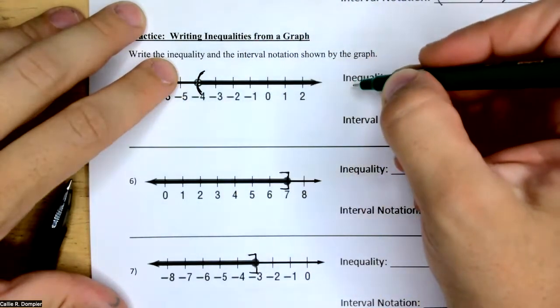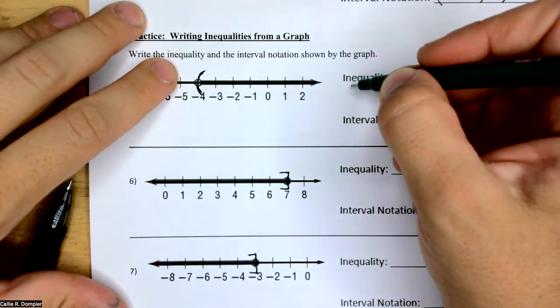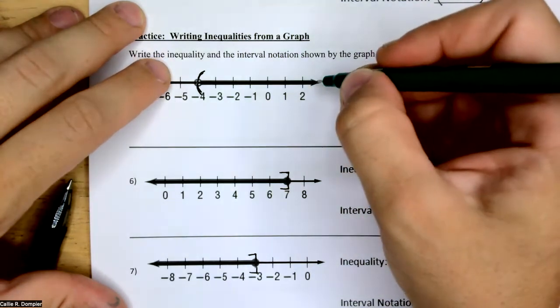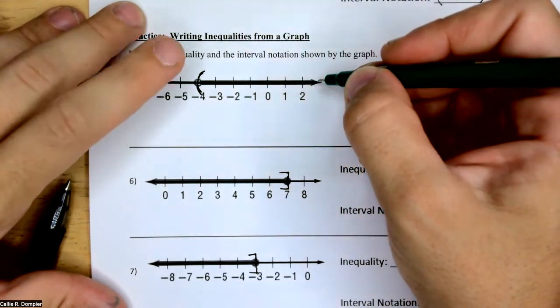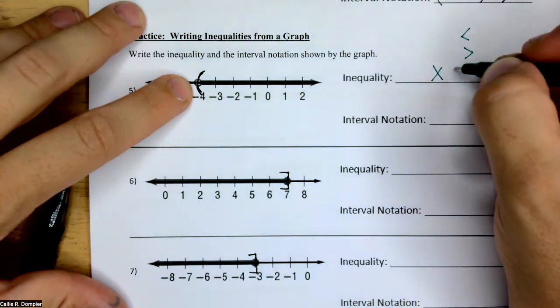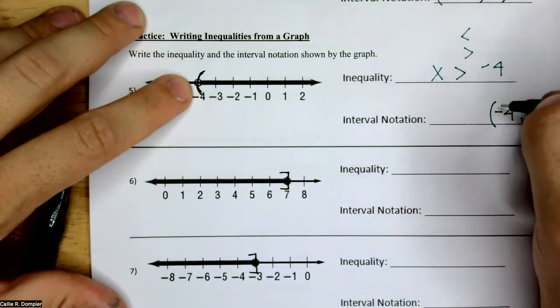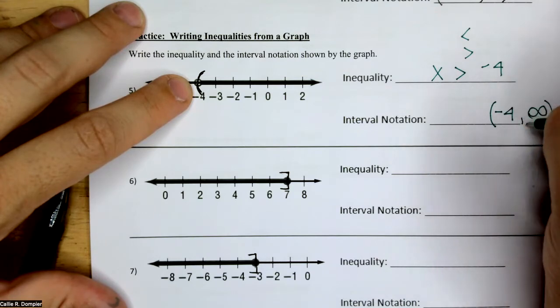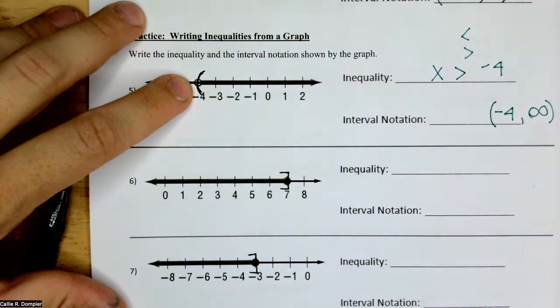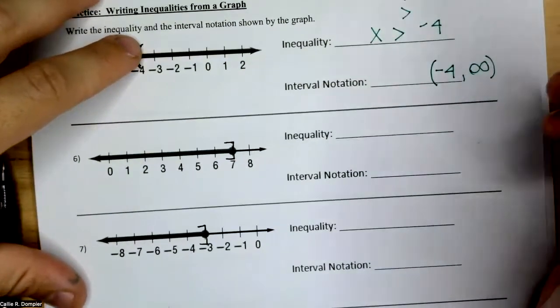So is this line above 4 or below 4? Are these all greater than 4 or are these all less than -4? Sorry, not 4, -4. These are all greater than -4, right? So x is greater than -4. The interval notation is parentheses -4, comma, infinity, close the parentheses. Good.